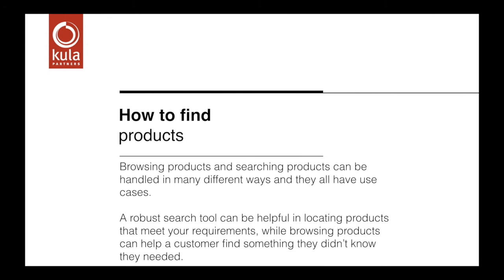If a customer can't find a product, you're not going to make a sale, so you need to give a lot of consideration into how you'll display your products. Both browsing products and searching products are important. A robust search tool is important, and it needs to be able to index, and you should be able to filter by different attributes and categories as needed.